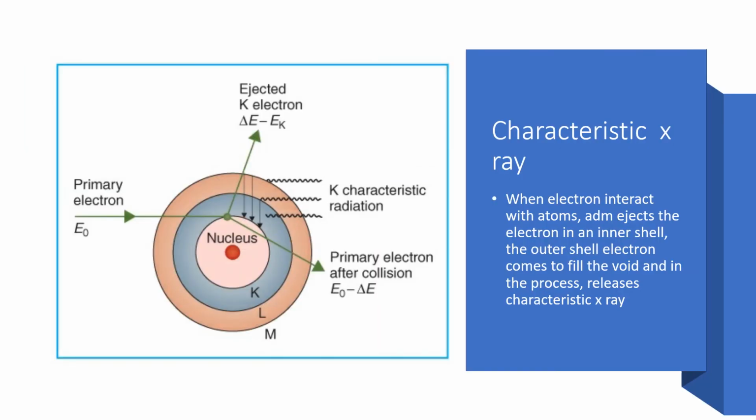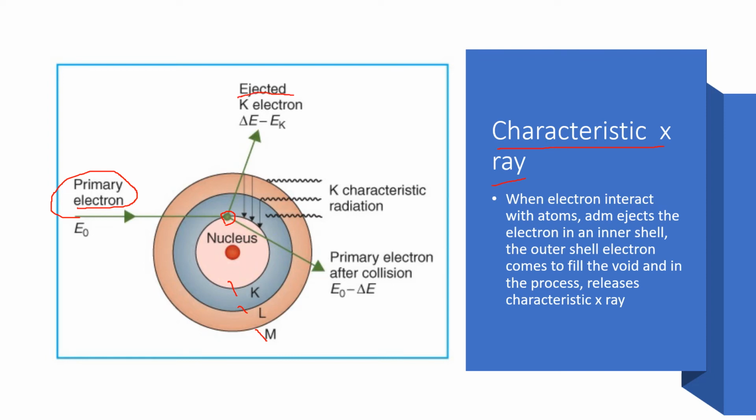Now coming to characteristic X-ray. What happens here is that the high speed electron interacts with the atoms. So here is the primary electron. Now in an atom we know that there is a K shell, L shell and M shell. They all contain electrons. M is the outermost, K is the innermost. Now let's say in a hypothetical scenario, the primary electron hits the K shell electron. All the energy of the primary electron is transferred to this target electron.